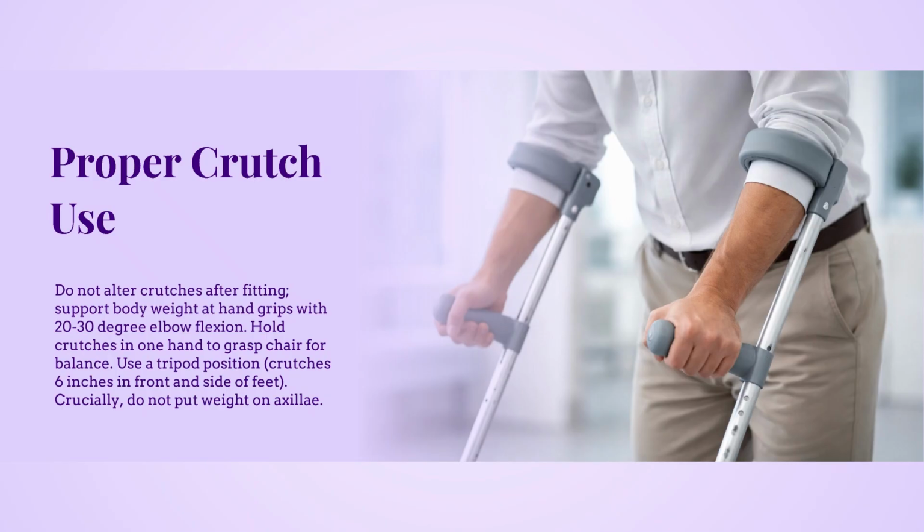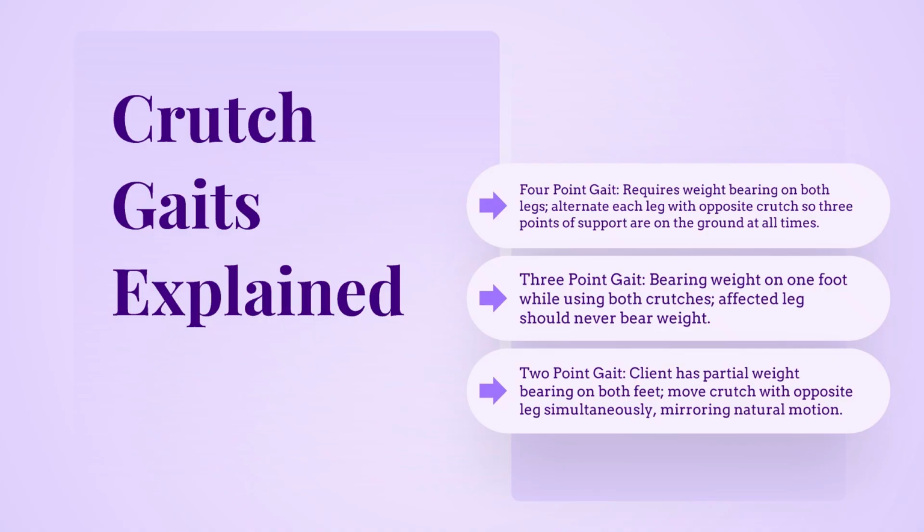I will be posting a video of how to teach patients to ambulate with crutches and all the different crutch gaits. But just as a brief, we have the 4-point gait, which has weight bearing on both legs, and we're going to alternate each leg with the opposite crutch. It's just like walking and swinging your arms. 3-point gait, we're going to bear weight on the non-affected foot while using both crutches. The affected leg never bears weight. And the 2-point gait, partial weight bearing on both feet, and we're going to move the crutch with the opposite leg simultaneously.